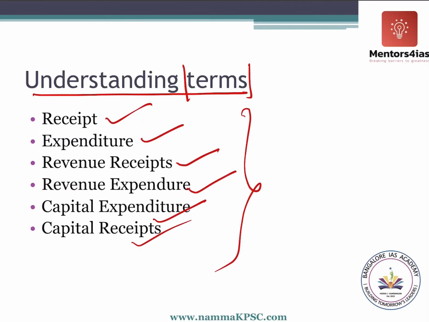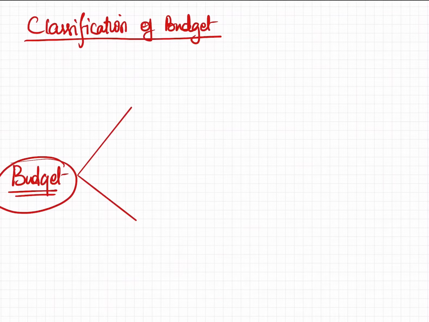So those who have not watched that video, please watch it. Otherwise, in this video you will not be able to understand. So we classified the revenue receipt, revenue expenditure, capital and revenue receipts on the basis of asset and liability. So thinking that you would have watched that video, we'll move on to our further discussion.